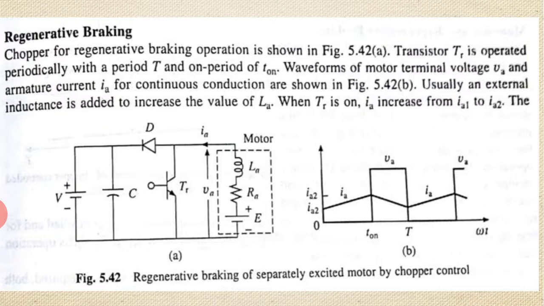Okay, because motoring operation we can't get here. Only the regenerative braking operation is explained with help of this type of chopper. This type of chopper is also called class B chopper, as we have studied in the power electronics subject. So class B chopper it is.